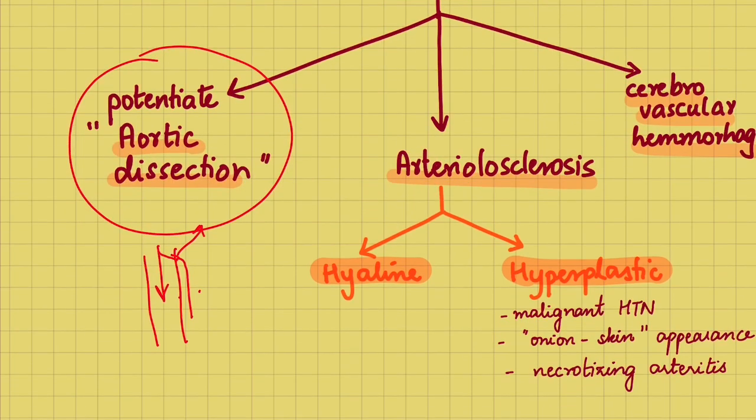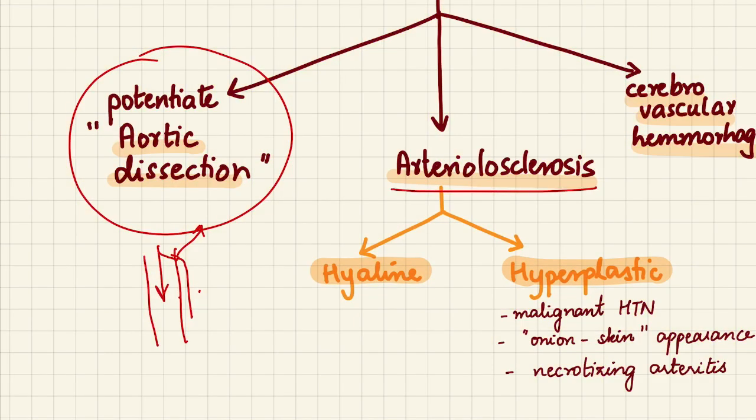Next, we can also have arteriolosclerosis, which has also been strongly linked to hypertension, which can be of two types, hyaline and hyperplastic. Hyaline arteriolosclerosis is simply that due to high blood pressures, the plasma proteins are going to leak into the blood vessel wall, and microscopically we can see it as a pink hyaline arteriolar wall. So that's why it's called hyaline arteriolosclerosis.